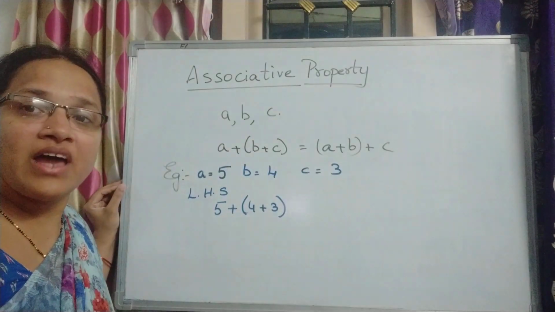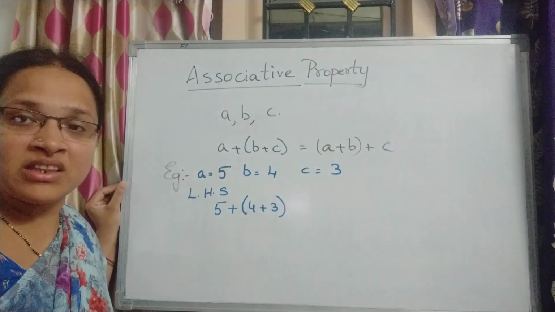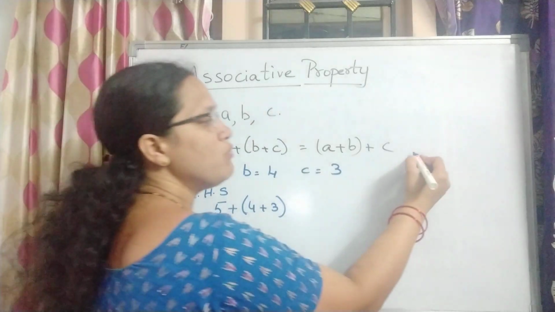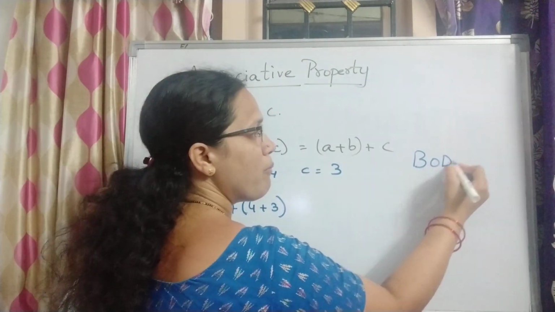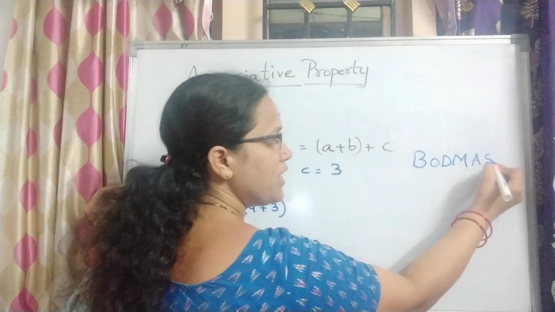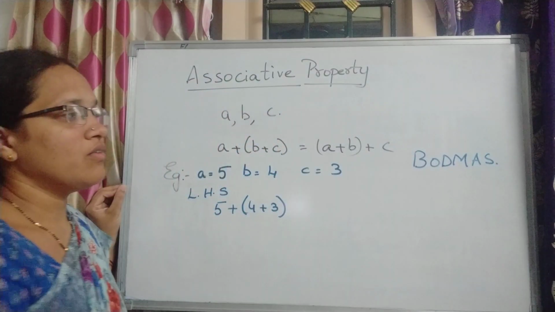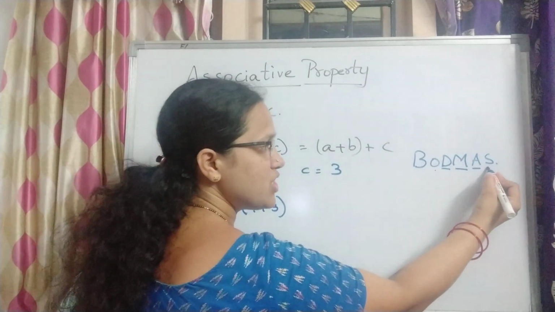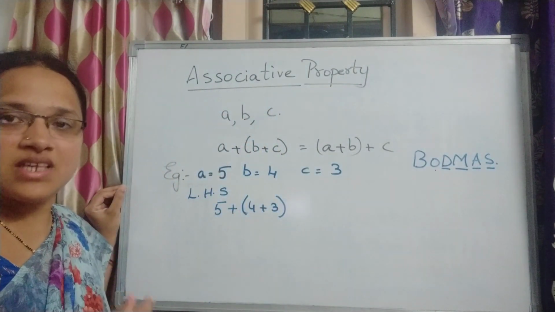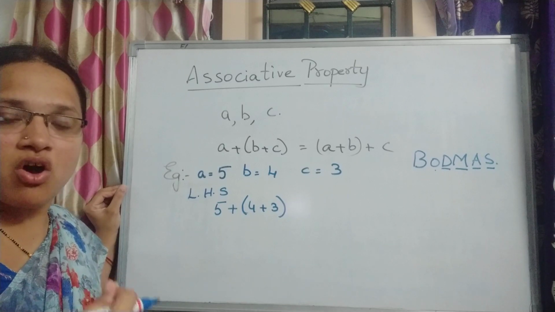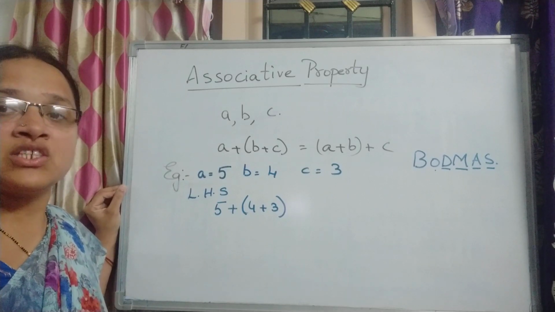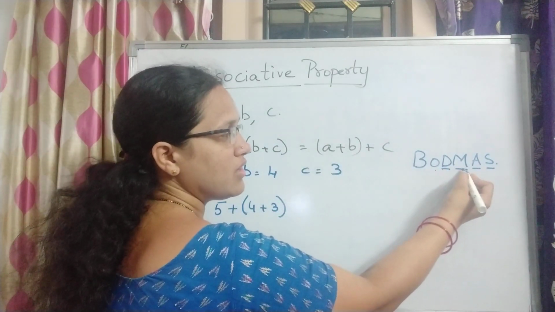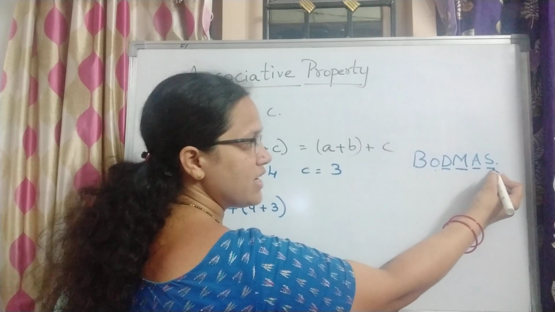But if more than one arithmetic operation is given, then what you should do is follow the BODMAS rule. BODMAS rule, which has been taught to you in class 6, stands for brackets, division, multiplication, addition and subtraction. It tells you the sequence, that means which arithmetic operation should be followed first, next which one and next which one. They are given in an order: division first, then multiplication, then addition and then subtraction.